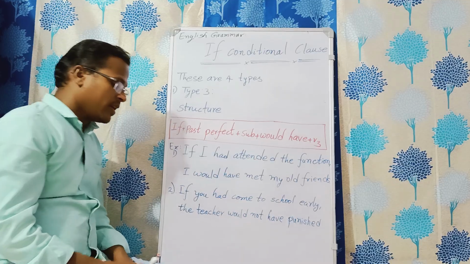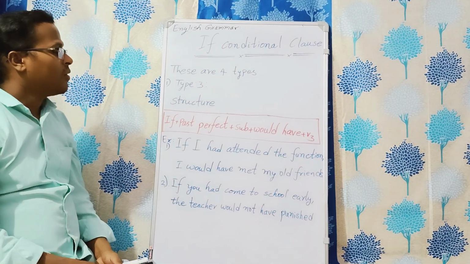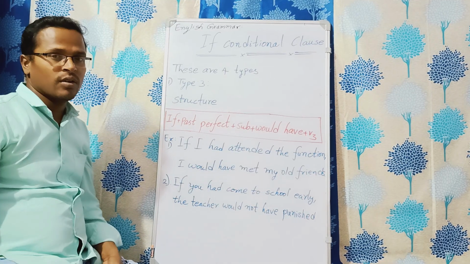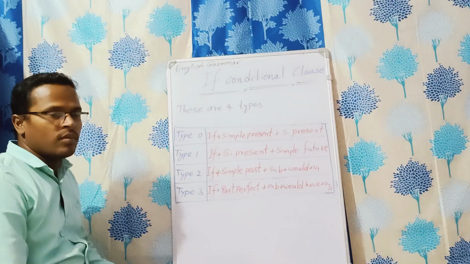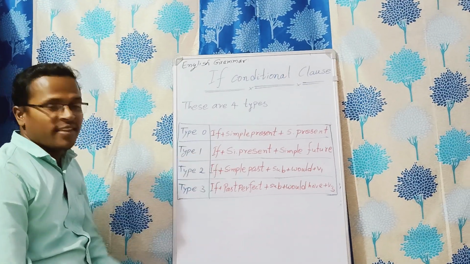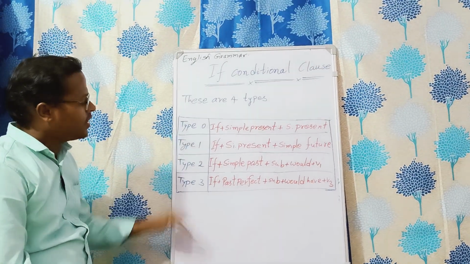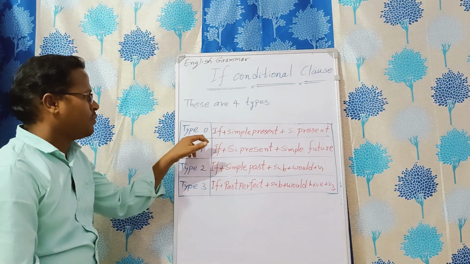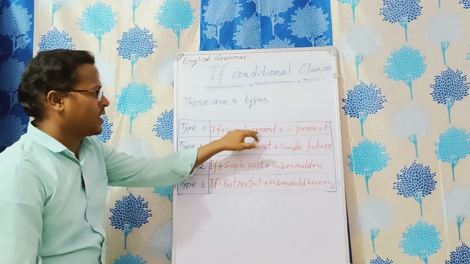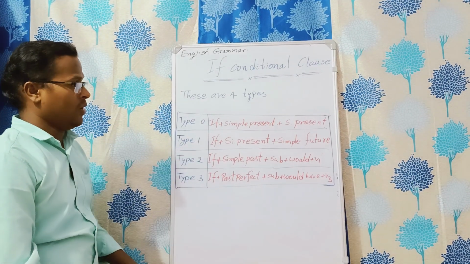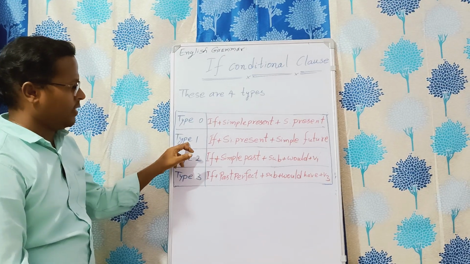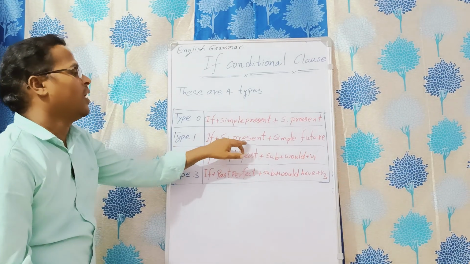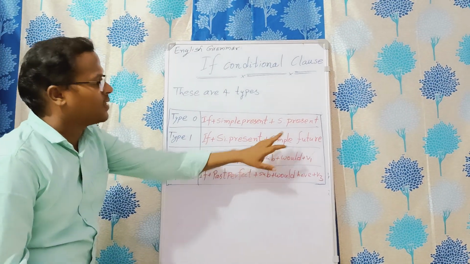Okay, let us remember. I will write a table so that you can easily remember the structure. So when you discuss the structures of each type, you have to remember this structure. Type 0: if plus simple present and the consequence also simple present. In type 1, the conditional clause is in the simple present, and the consequence is the simple future.